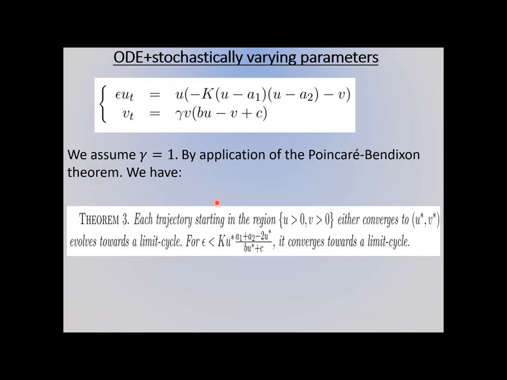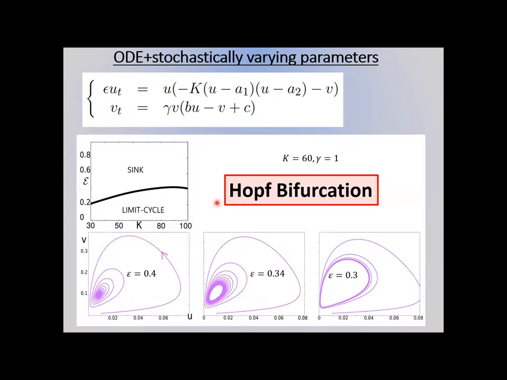So you can apply the Poincaré-Bendixson theorem. You either go to a limit cycle or you converge to U star, V star. And so this is the line of the Hopf bifurcation. So below this line in the k-epsilon plane, you have a limit cycle, and above this line, U star, V star is a sink. So for example here, K equals 60, epsilon equals 0.4, you are here.